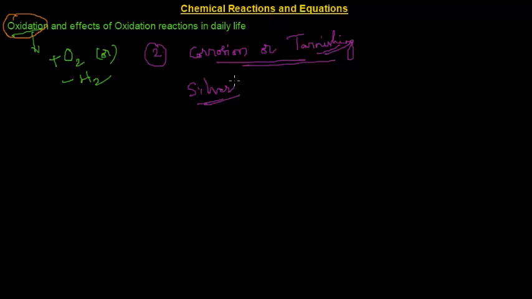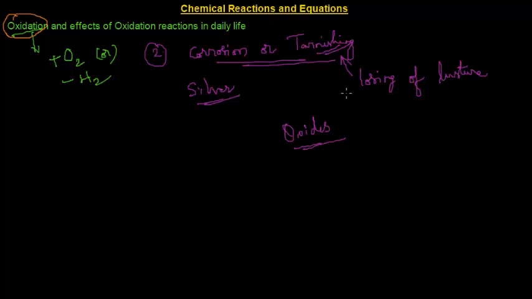Now let us see what is corrosion and tarnishing. Losing of luster is tarnishing. This is due to the formation of oxides. Oxides of those particular metals are formed, and due to the oxidation process, it loses its luster.